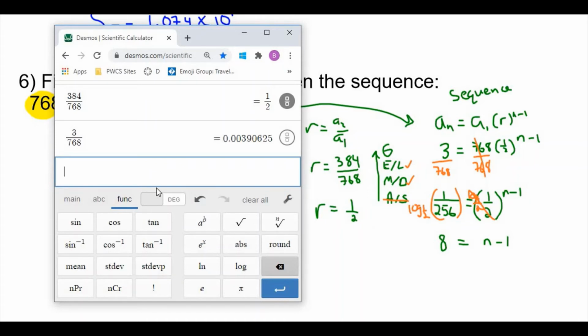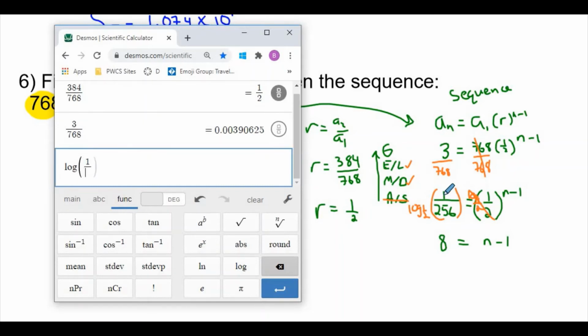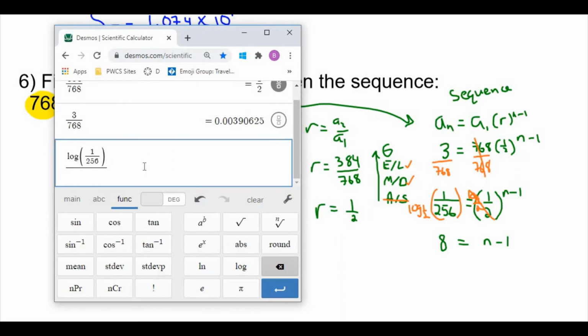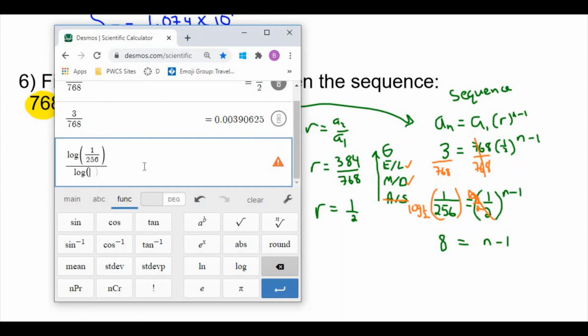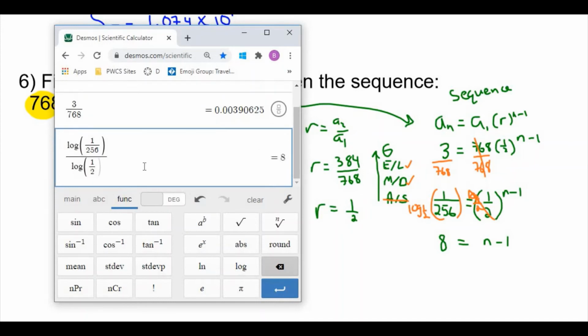The way that works is you would just type in log or use your log button, and you would type in what you're evaluating. So log of 1 over 256. Now keep in mind, that's log base 10 of that, so it's a decimal. But if you divide this by log of the base you're using, which is 1/2, it'll give you the value. Look, 8.